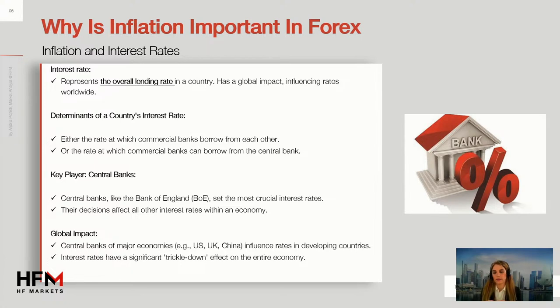The most important interest rate, which is set by the central bank, for the US is the Fed, for the UK is the Bank of England, for Canada is the Bank of Canada, for Europe is the ECB, and so forth, affects all other interest rates in the economy, okay? So central banks of very influential economies such as the US, the ECB, the UK, Australia, and etc., affect developing countries' rates too. Whatever the major central banks do, whatever they change in their interest rate outlook, it affects all the other developing countries as well. Why is that?